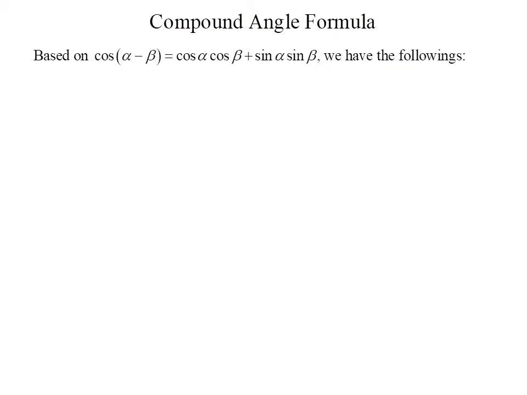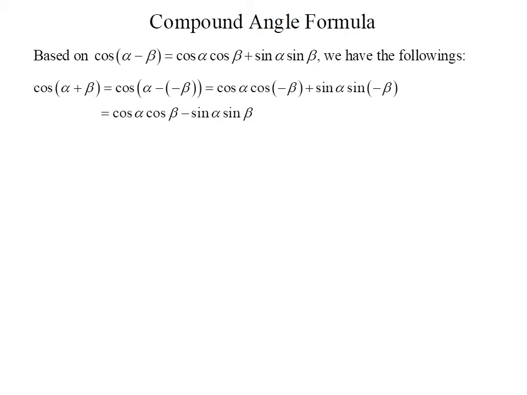After deriving the formula of cosine alpha minus beta as shown on the screen, we can further derive the rest of compound angle formula of cosine alpha plus beta, sine alpha minus beta, sine alpha plus beta, as well as tangent alpha plus beta and tangent alpha minus beta. Since cosine alpha plus beta can be written as cosine alpha minus negative beta, it can be expanded using the derived formula of cosine alpha minus beta.